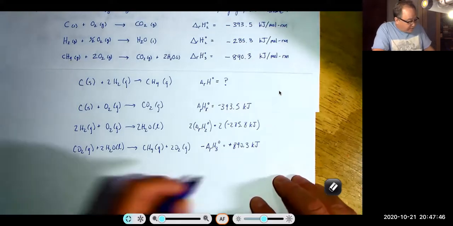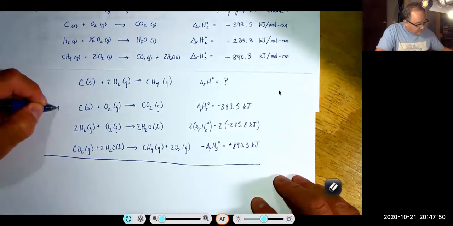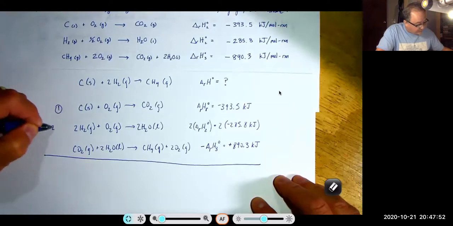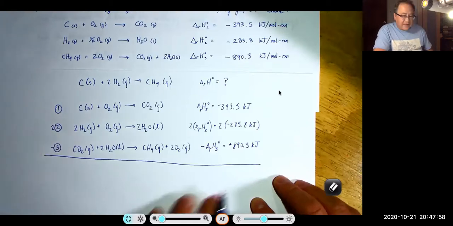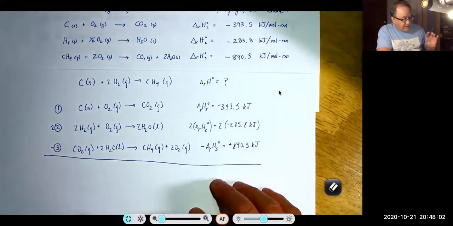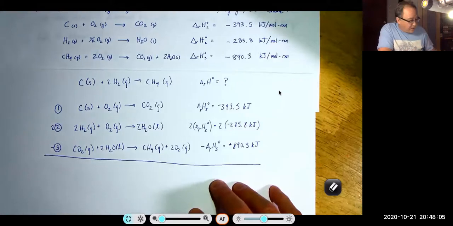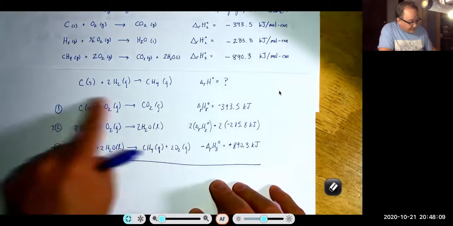Okay, so now I'm going to put a little line underneath all of this, and here's number 1. This is 2 times number 2, and this is the reverse of number 3. And when we add these all together, let's see what we get. Now, rather than just add them all together and make a mess, here's what I'm going to do. I'm going to look for something on this side and see if I find the same thing on this side.